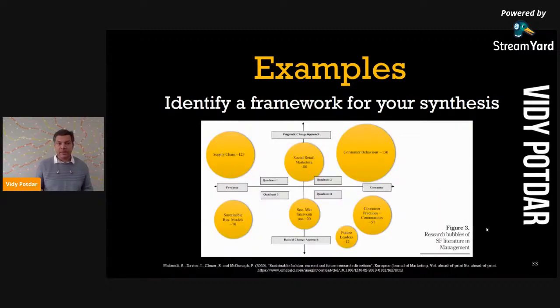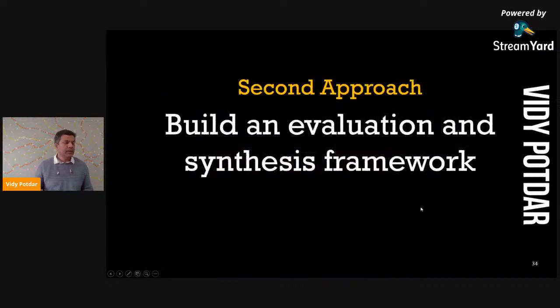This was also an example from a paper on marketing that we studied in the last webinar, webinar 3. Again, you can see different categories in which the literature has been categorized. So that was the first approach, where you use an existing framework and categorize your research according to that. The second approach is where you build your own categories, your own taxonomy, or we can call it an evaluation or a synthesis framework.